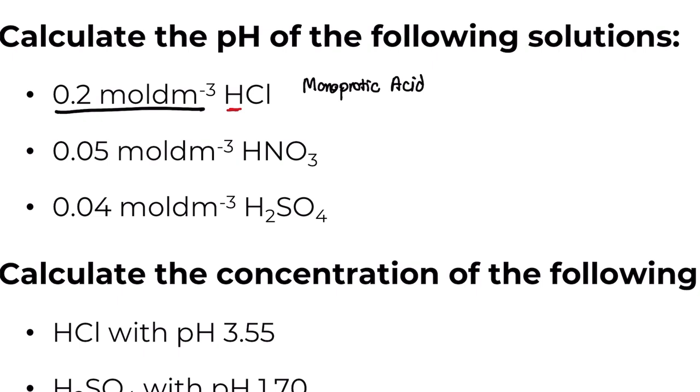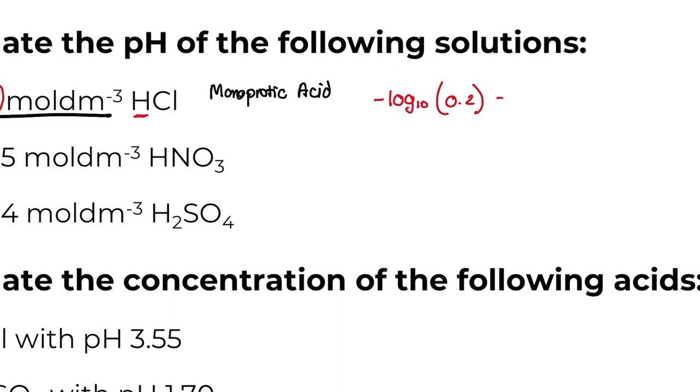Okay, so we're going to have our expression, which is minus log base 10 of H plus, remember. The H plus concentration will just be the same as this. So it's just going to be 0.2. Okay, and then you can type this into the calculator. And remember, pH should always be quoted to 2 decimal places. So we've got negative log base 10 of 0.2, and that gives us 0.70 to 2 decimal places.